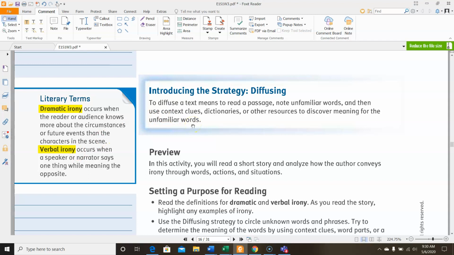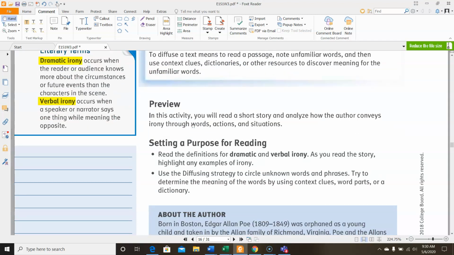So, preview. In this activity, you're going to be reading a short story and analyzing how the author conveys irony through words, actions, and situations. Let's look at the setting of purpose for reading section. Read the definitions for irony and verbal irony. Okay, we just did that.